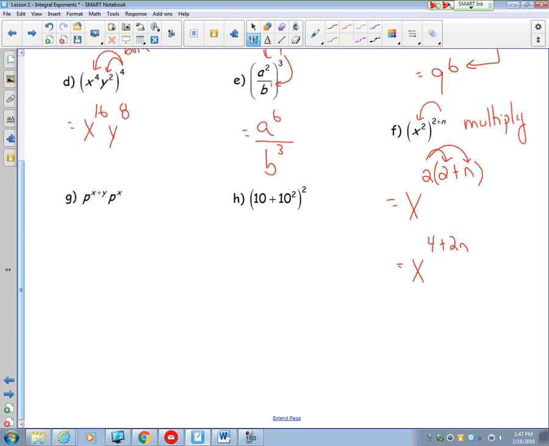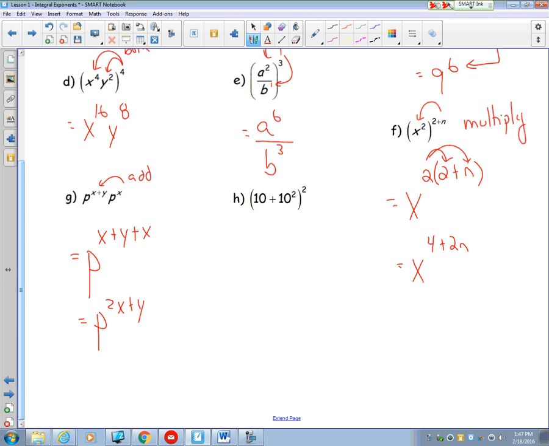Okay. If I try the next one, I have bases that are multiplying, so I'm supposed to add my exponents. So I need to take p as my base to the power of x plus y plus x. Add all the exponents together, right? A better way of writing that might be 2x plus y.